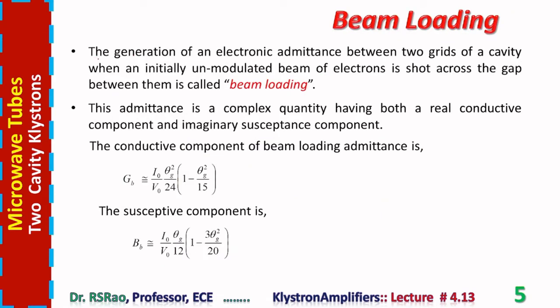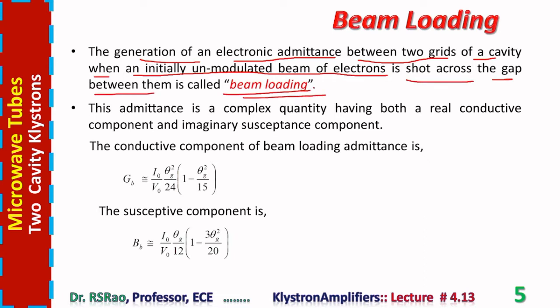The generation of an electronic admittance between two grids of a cavity when an initially unmodulated beam of electrons is shot across the gap between them is called beam loading. Now we move to a discussion on beam loading. There exists interaction between beam and cavity. The amount of interaction is described by the beam coupling quotient to some extent. Some more information can be obtained by another parameter, beam loading.